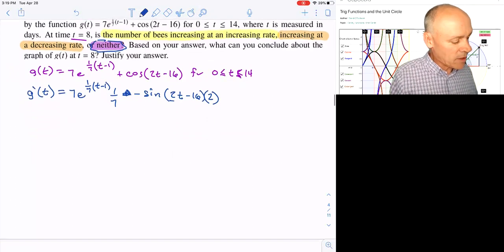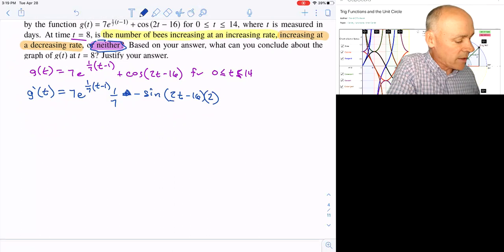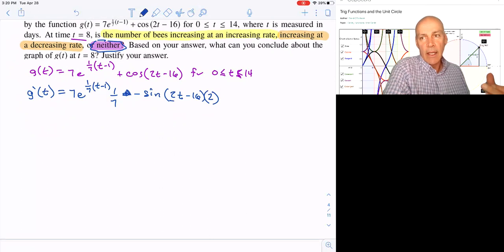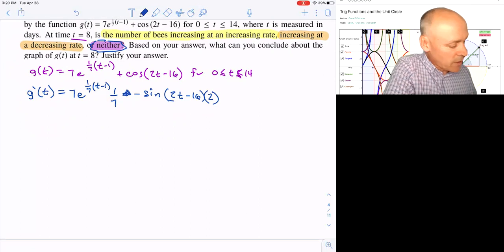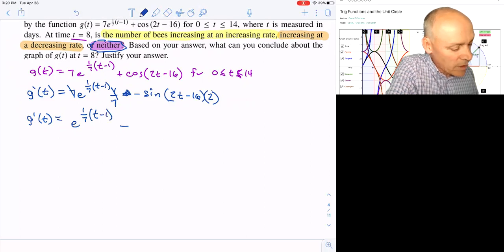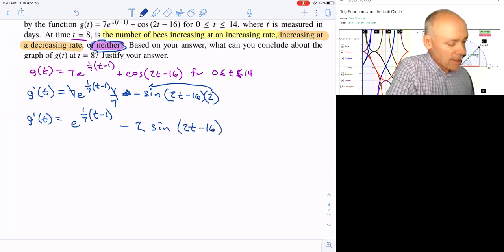Now again, I'm going to be interested in g prime at 8 in a second. While I've got this right there, I'm going to simplify just a little bit. What I've got to do is find g double prime, so I want to make life a little bit easier. I'm just going to rewrite g prime of t is equal to, hey, the 7 and the 1/7 cancel out. So this is really just e to the 1/7 times quantity t minus 1, minus, and I'm just going to move this 2 up front, minus 2 sine of 2t minus 16.